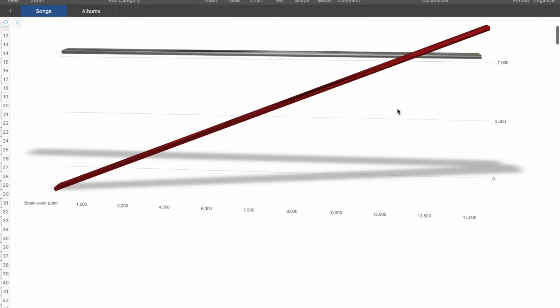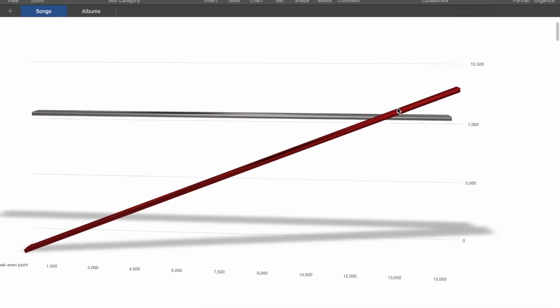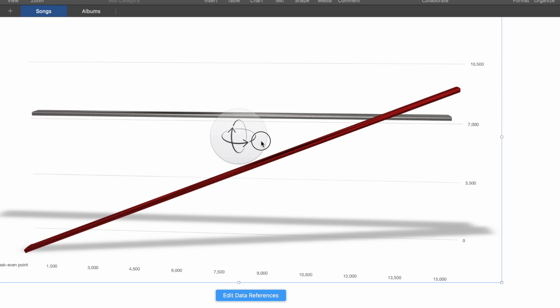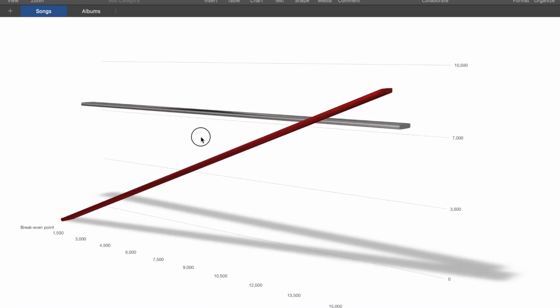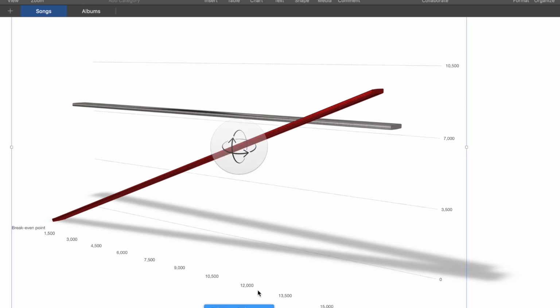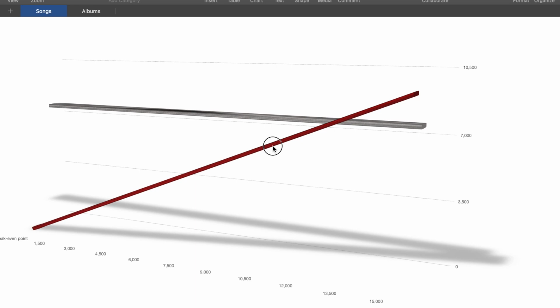Here's a nice graph representation as well. So you'll see at this 12,000, let's get a little better look at this. At that 12,000, you'll see that's where it intersects. Our gray line right here is our fixed cost. It doesn't change. It's a straight line. Now this red line that you see is the amount of songs that we have to sell. Boom, boom, boom. Now you see it cross at 12,000. So everything above 12,000, we start making profit. So that's the break-even analysis for the songs.